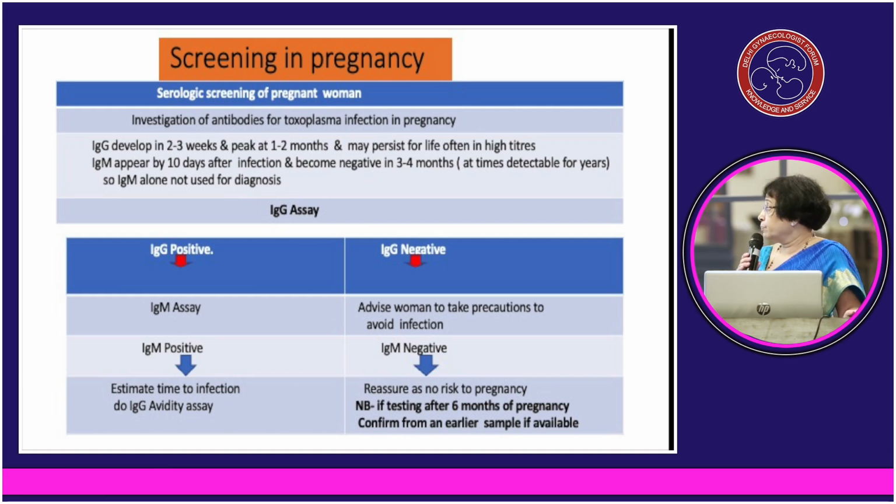If it is IgG positive, then we do an IgM assay. If the IgM assay is positive, it means a current infection. But if we have to estimate the time of infection, we do an avidity. If IgG is negative, advise women to take precautions to avoid infection. If IgM is negative, reassure there is no risk to the pregnancy. But we have to see that we are testing this IgM after 6 months of pregnancy, so she could have been infected in the earlier phase. So if testing after 6 months of pregnancy, confirm from an earlier sample if it is present.